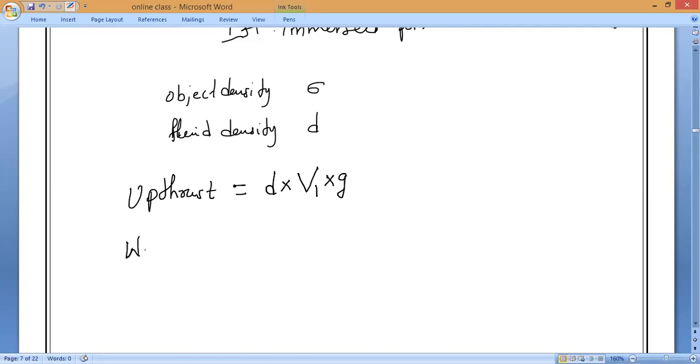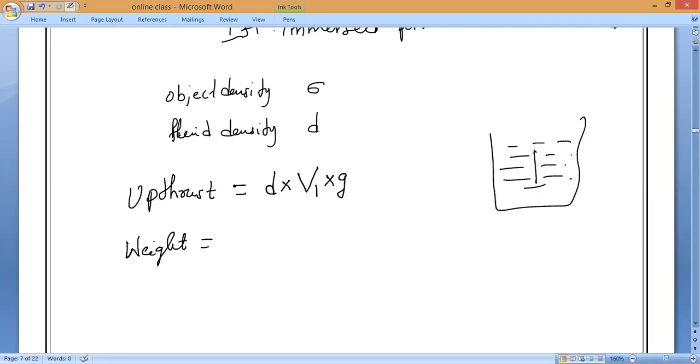Next, in the same way, weight. What is the weight formula? As we know, any kind of object, if it is submerged inside the liquid, has two forces. One force is downwards, weight. Another force is upwards, the buoyancy force. This buoyancy force is what we call upthrust. Upthrust is equal to the density of the liquid into the volume of the liquid displaced by the immersed part of the body into acceleration due to gravity.